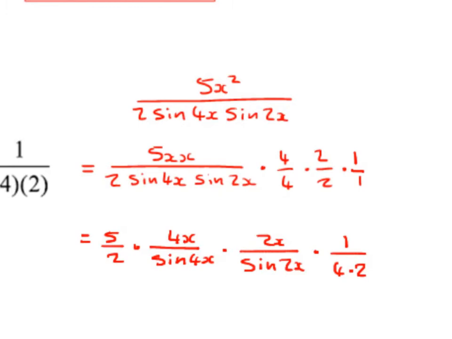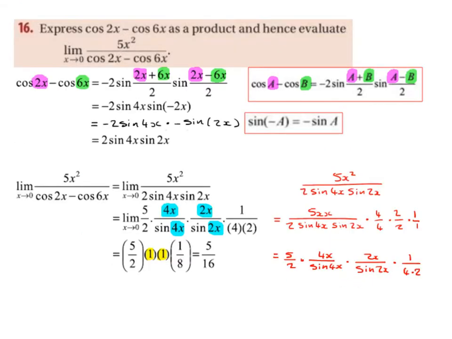And then I have the 2 from the front and the 4. So I have 4 times 2. And I know there was a 1 left over that we didn't use, but you could just see it as 4 times 2 times 1 if you want. So 5x squared over 2 sine 4x sine 2x becomes 5 over 2 multiplied by 4x over sine 4x multiplied by 2x over sine 2x multiplied by 1 over 4 times 2, which is 8. So that's exactly what we have here.